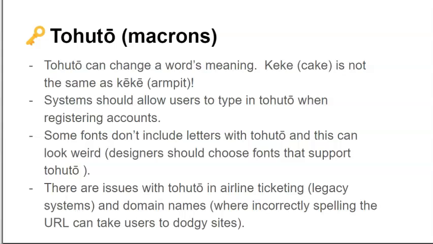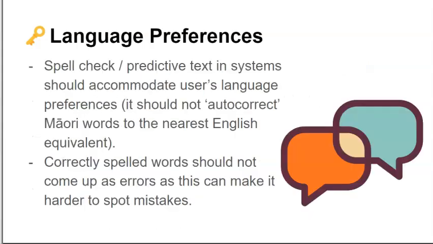There are also issues with putting tohutō in domain names. Whilst it's possible to include a tohutō in a domain name, some users might not realize it's there, and this could result in them ending up on dodgy websites if they spell the URL incorrectly. In addition to supporting tohutō, systems should also accommodate user language preferences when checking the spelling of words and using predictive text. Correctly spelled words should not come up as errors because the system can't accommodate a user's language, as this makes it harder to spot actual mistakes.